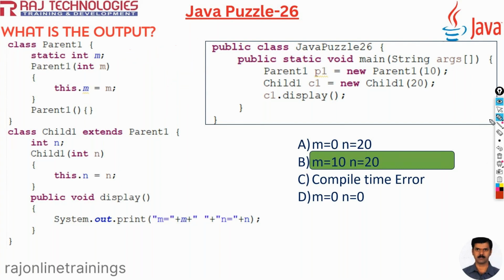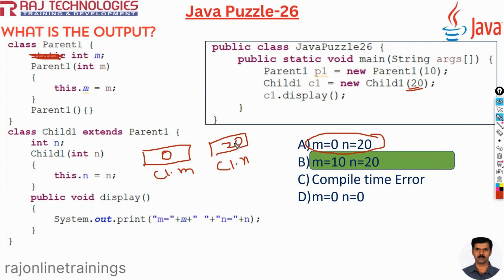If it is not static, let us assume there is no static keyword over here, what is going to happen? The output will be m equal to 0, n equal to 20, because for the c1 object the m memory will be different. It is going to allocate c1.m and even c1.n. So if it is not static, two separate memories will be allocated for your c1 object, and the initial value of m will be 0, and n, since we passed 20, will be 20 here.